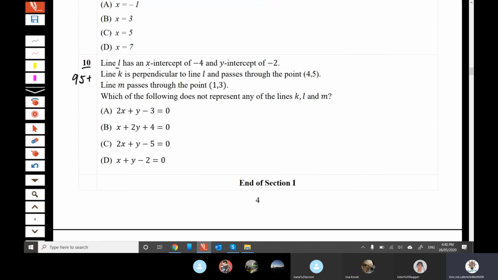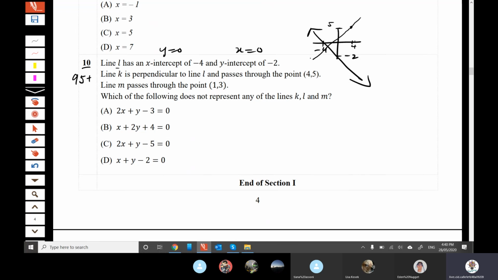Line L has an x-intercept of -4 and a y-intercept of -2. So that means y equals 0 and x equals 0. So line L looks something like this. X-intercept -4, y-intercept -2, something like that. Line K is perpendicular to line L and passes through the point (4, 5). There it is. And it's perpendicular.